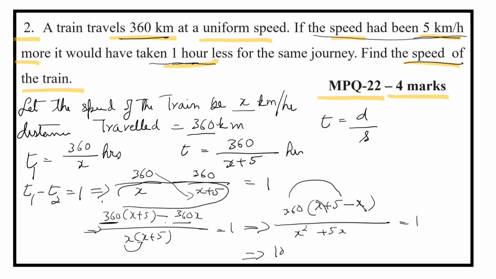It is 1800. 5 zeros are 0, 5 6s are 30, carry 3, 5 3s are 15 plus 3, 18 is equal to, cross multiply, x square plus 5x. Now let us write it in the standard form. x square plus 5x minus 1800 is equal to 0.